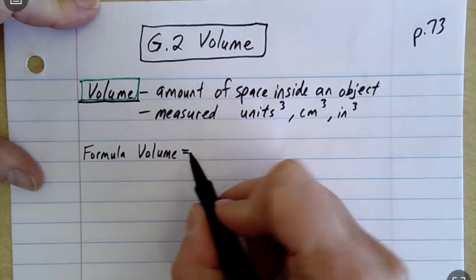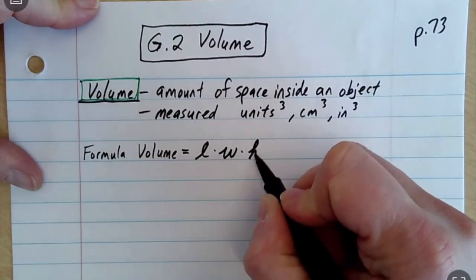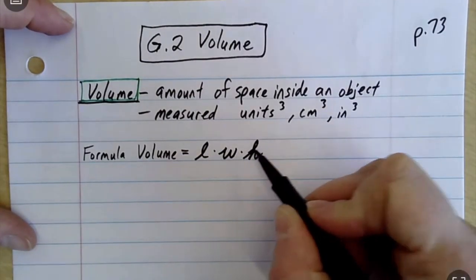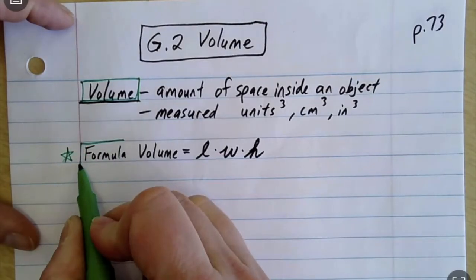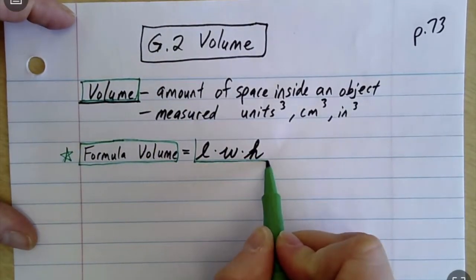most of the time you see the formula length times width times height, and those are all like cursive letters that you see. So I want to box that in. I want to star it for our formula. Most of the time you see length times width times height.